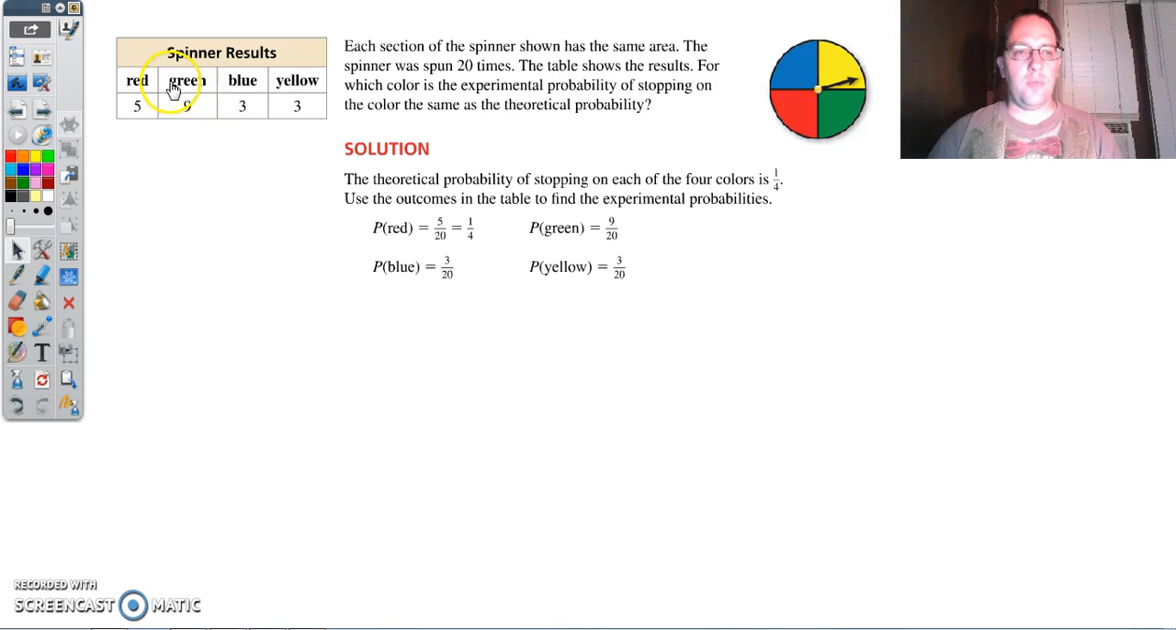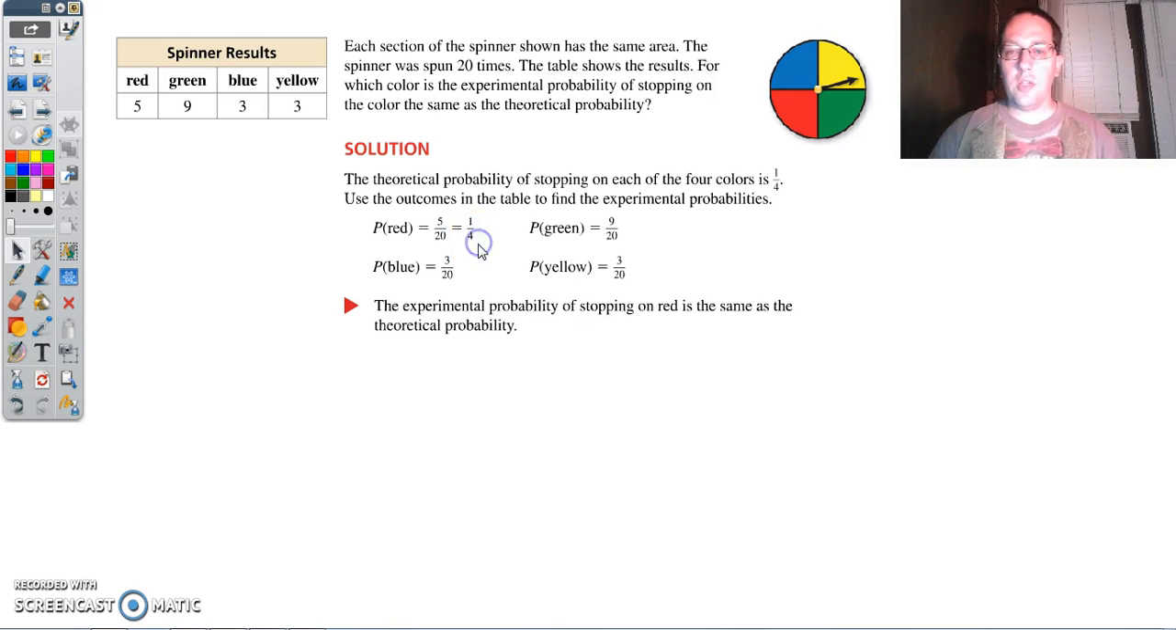So looking at this, the probability of red, there are 5 red results, which are what we're looking for, over 20 total trials, 20 total attempts. Okay. So that's 5 out of 20, which is 1/4. Probability of green is, we'll see, we had 9 green results, 9 favorable, over 20 total trials, and so that's 9 out of 20, which doesn't simplify. Probability of blue is 3 out of 20. Probability of yellow is also 3 out of 20. So which one of these had the same probability experimentally as it did theoretically? And that would be red, because it came out as 1/4, which is the same as the theoretical probability.